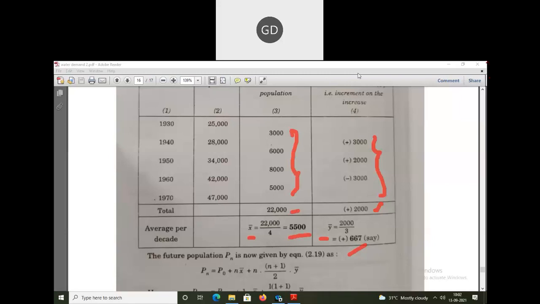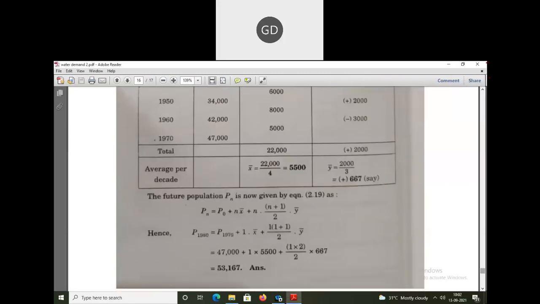After finding x bar and y bar, it is very simple. You just put it in the formula: Pn is equal to P naught plus N x bar plus y bar. N will be 1 for the first decade, then 2 for the next decade, then 3 for the third decade. P naught is the last known population given in the question, that is 1970. Then N is 1, x bar is 5,500, and y bar is 667.